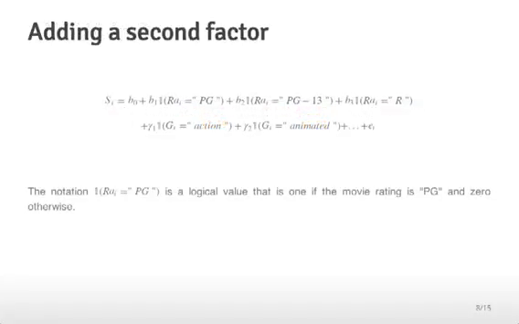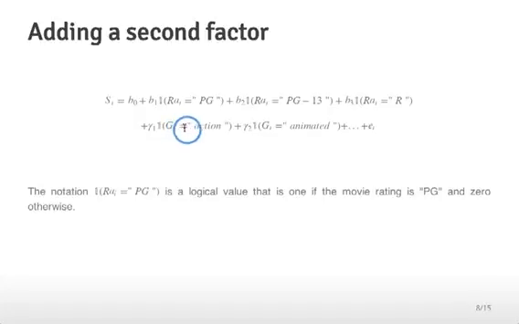But you might be interested in adding a second factor to your model and seeing what the relative contribution of these two factors is to the score. And so here we again have an intercept term B0, but now we have the same rating variables that we had before. So we have a level for PG, a level for PG-13, and a level for R. But now we've added a second variable, and this is for the genre.